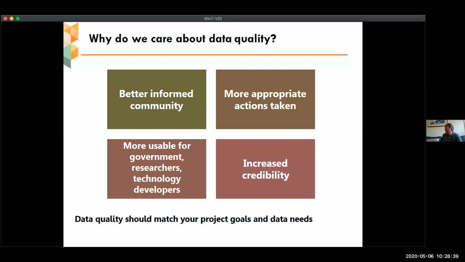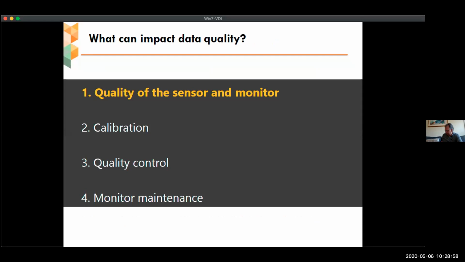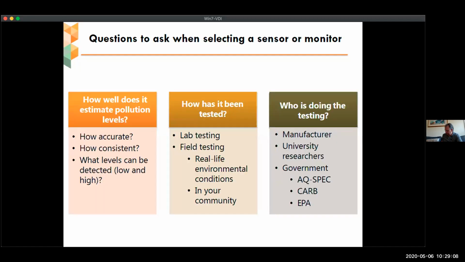But you want to have really good quality data to inform the community about the pollutants that are in the area. You want to make sure that the quality is high if actions are going to be taken, and you want to increase credibility for the organization and the data that is being collected. So these are 4 different things that can impact data quality. 1 is the quality of the sensor and the monitor. 2 is calibration. 3 is quality control, and 4 is monitor maintenance.